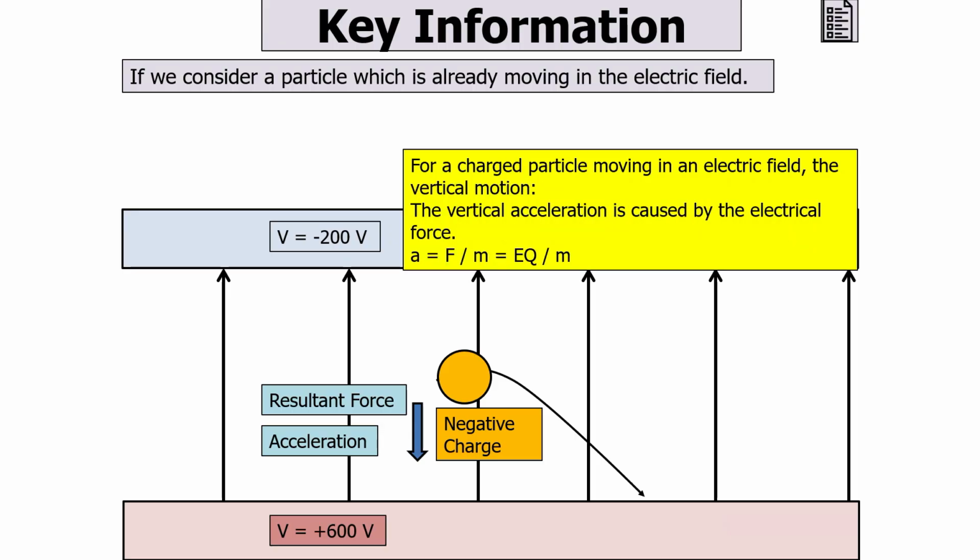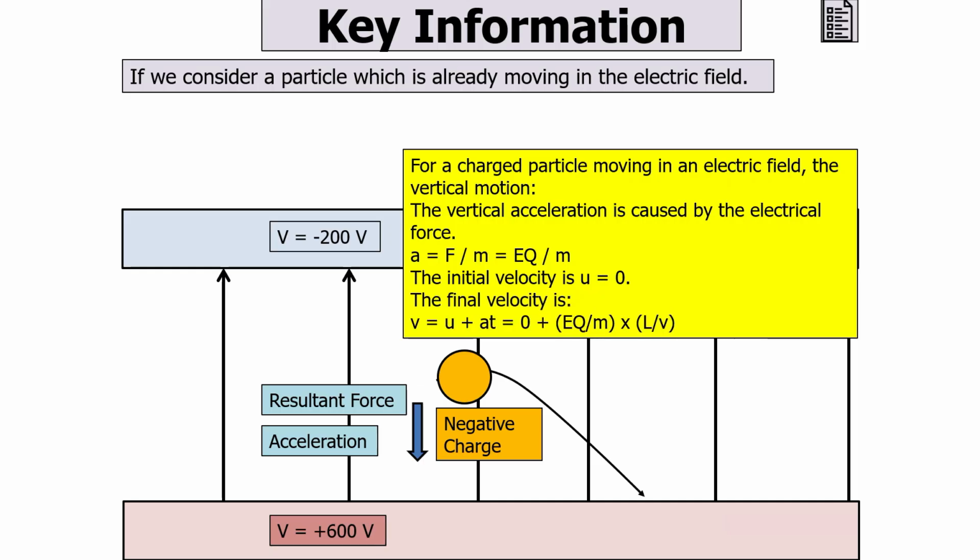Whilst in the vertical motion, the vertical acceleration is caused by an electrical force. a equals F over m, so it equals EQ over m. Our initial velocity is equal to u. Our final velocity is therefore v equals u plus at, which is 0 plus EQ over m times L over v, which we can then simplify to equal EQL over mv.